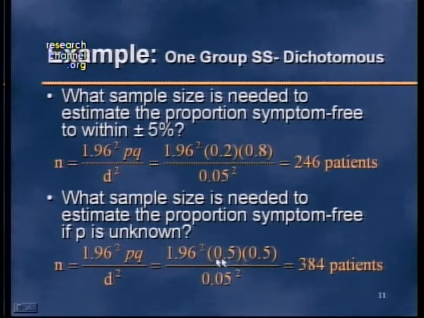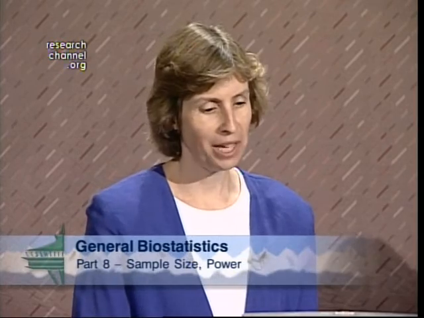So this would be the most conservative sample size by assuming P equals Q equals 0.5. And here we would have needed, instead of 246, we would have needed 384 patients to obtain a confidence interval to within plus or minus 5%. Make sense? Good. Okay. Well, that's the simplest way of calculating sample size when we just have one group.